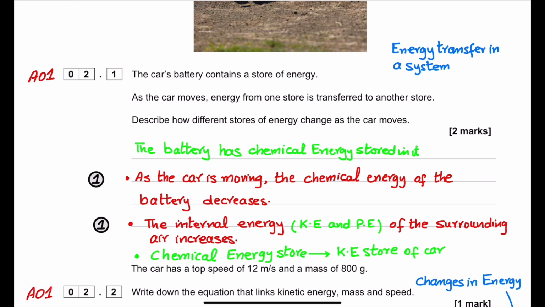The battery has chemical energy stored, that is the extra information which the student must remember. As the car is moving, the chemical energy of the battery decreases. The internal energy, meaning the kinetic energy and the potential energy of the surrounding air, is increasing. This information can help the student to understand that the chemical energy store is changing into the kinetic energy store, but this is irrelevant to this question.